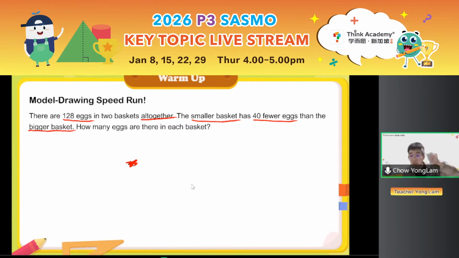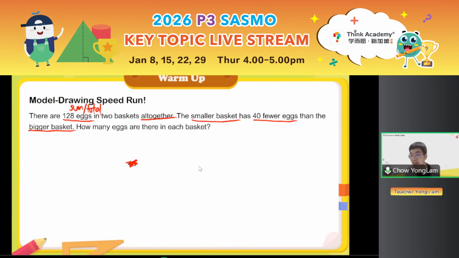So here, there are 2 key numbers given to you. Anyone can tell me what they mean? 128 eggs altogether. What type of information is this? Is this the difference? Is it a multiple? What do you think? Altogether means this is the sum, or the total. So in total we have 128 eggs.